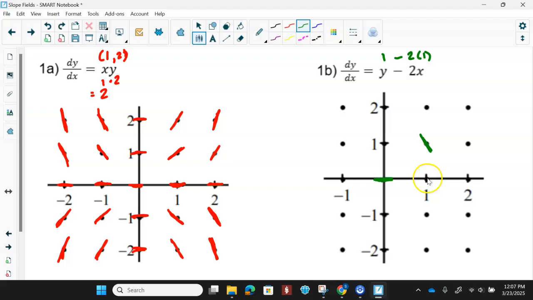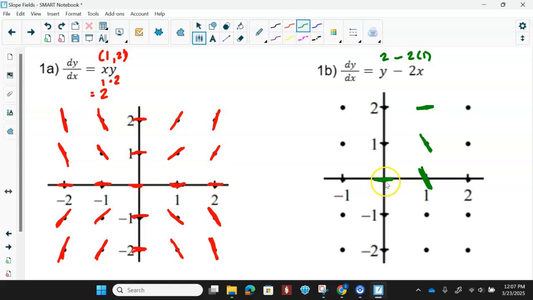So then let's do 1, 0. So here that means x is still 1, but now y is 0. So that's 0 minus 2, so negative 2. So a little bit steeper, but a negative. So then here, 1, 2. Let's change our y to 2. 2 minus 2 is 0. So we'll make our flat line here. So again, I'll keep going.